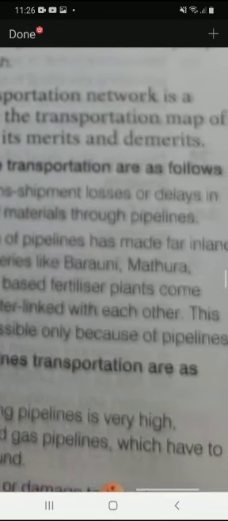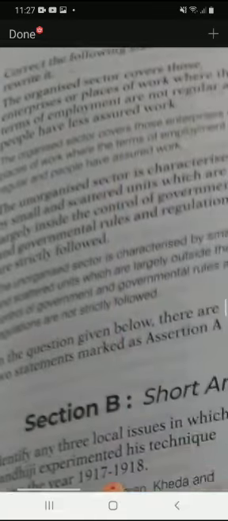Whatever pictures are not clear, I'll resend you. Read the questions. Merits of pipeline transportation. The question is, pipeline transportation network is a new arrival on the transportation map of India. Analyze its merits and demerits. So you can see that the transshipment cost is very low. If you see the demerits, the initial cost of laying pipelines is very high. Where the picture is not clear, I will resend it.